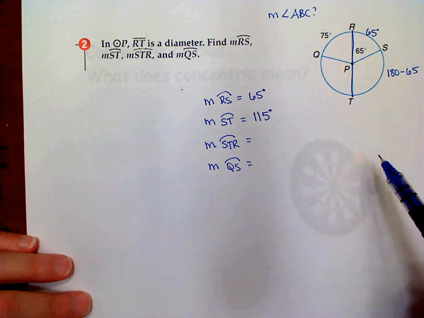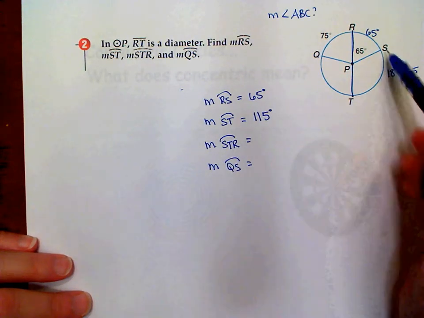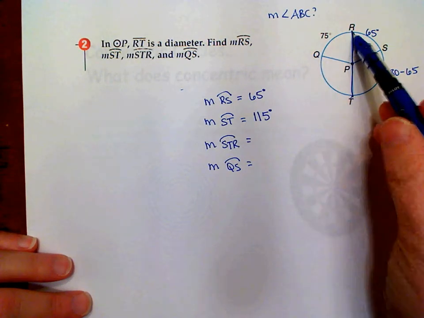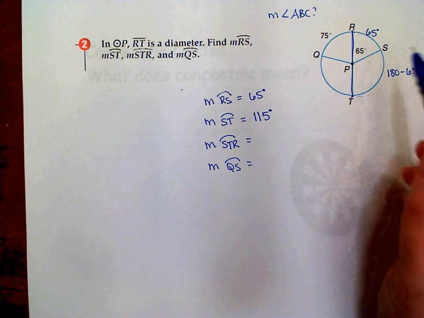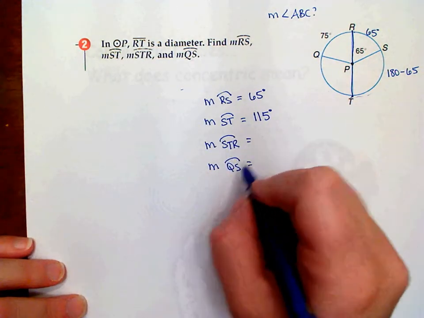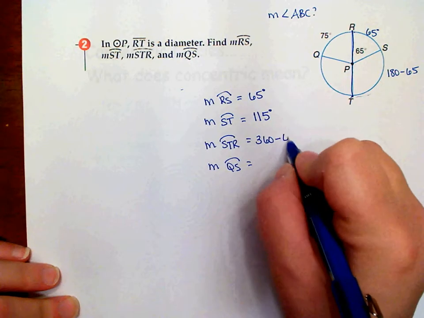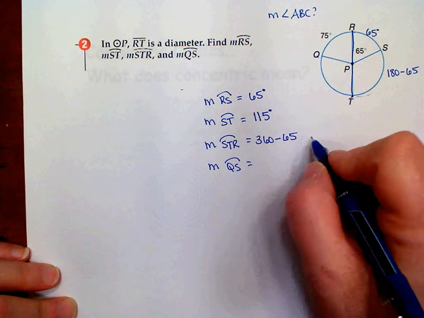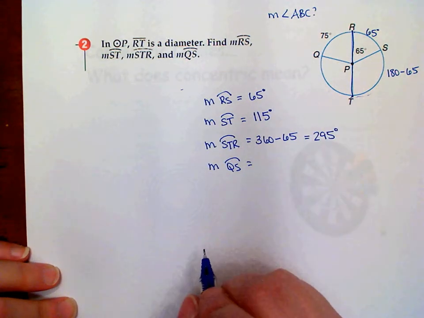The measure of arc STR: STR is going from S to R the long way. So that's the whole entire circle except for this 65-degree part right here. To find the measure of arc STR, we take 360, which is the full circle, and subtract away the part that we don't want, which is that 65 degrees. And so it is 295 degrees.